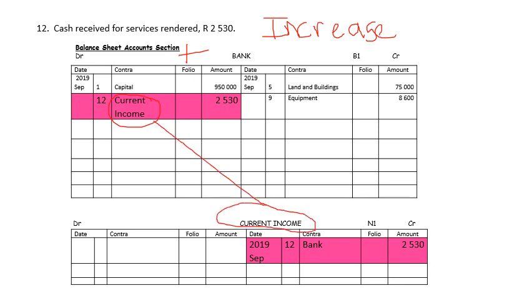Other account concerned is current income. Current income, as the name tells you, is an income. Increases on the credit side, decreases on the debit side. If you receive money, the current income increases. Double entry principle, one account must be a debit, the other one a credit.